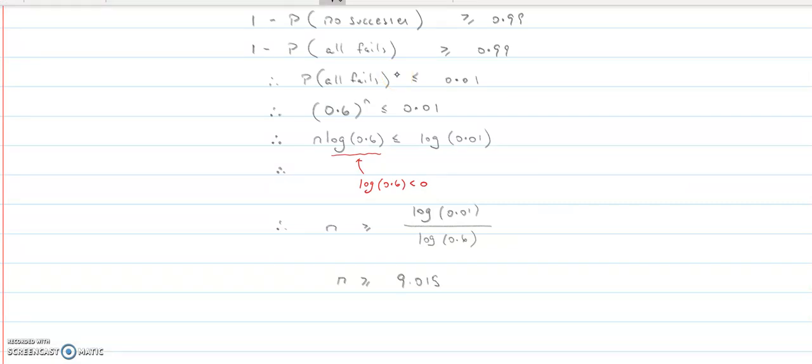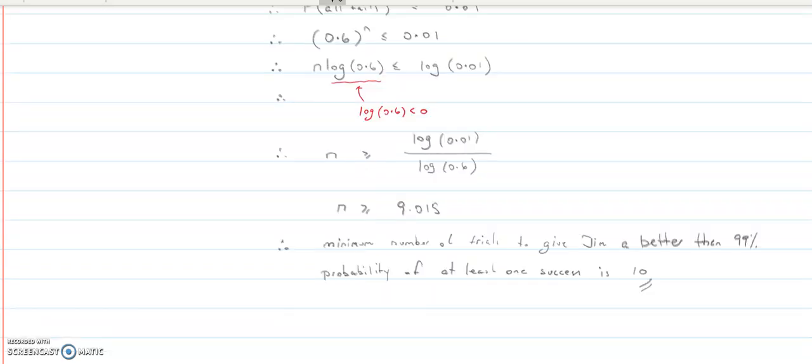But what does n represent? It represents the number of trials. So the minimum number of attempts, therefore the minimum number of trials, to give Jim a better than 99% probability of at least one success is 10, because that's the next number up. Okay, so now get some practice.